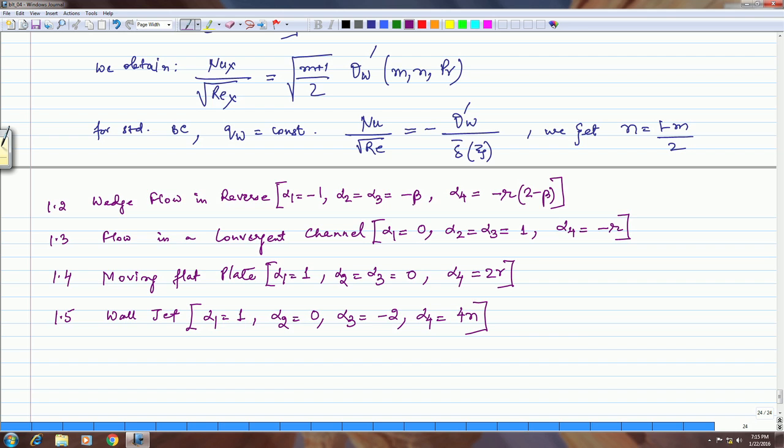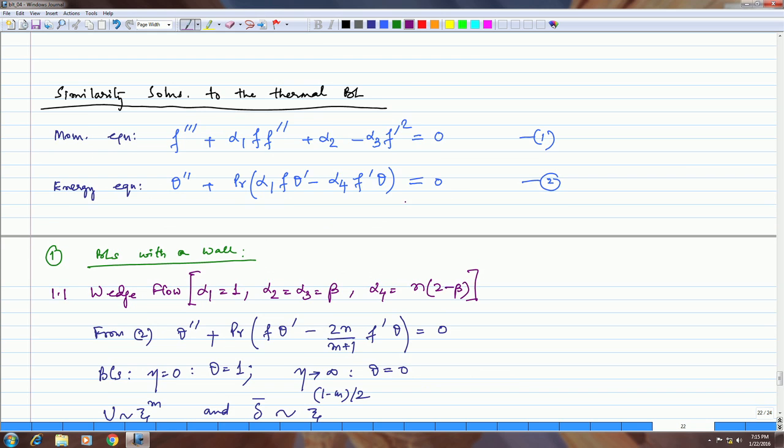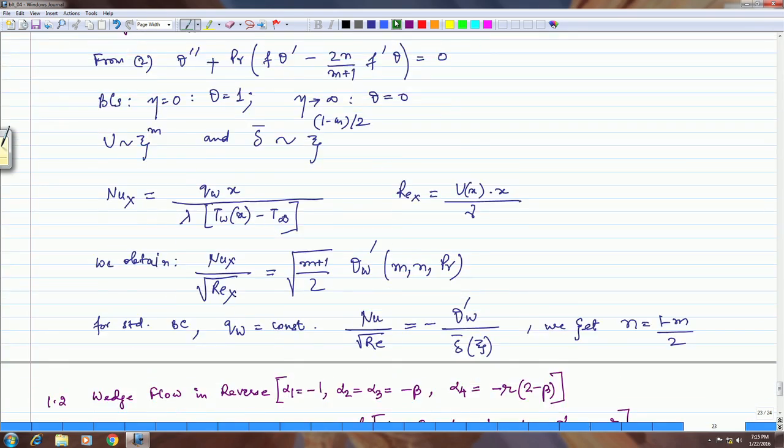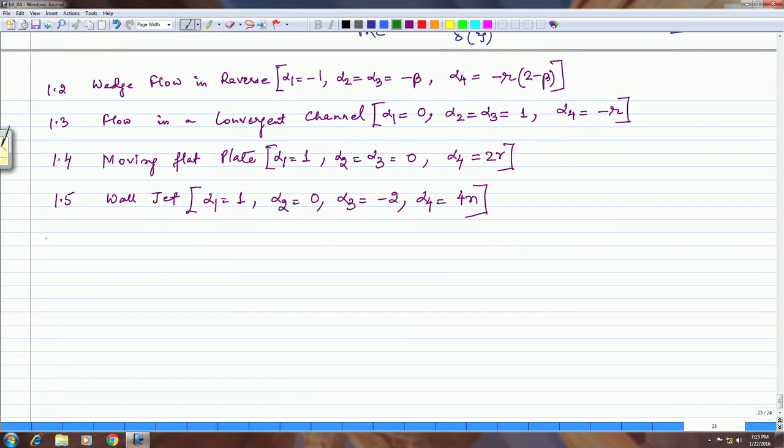But you can make the inference that if beta is equal to, say, -1, or beta is equal to 1, so that alpha 2 and alpha 3 are equal to -1, this is wedge flow in reverse, right? So whatever velocity profile I get corresponds physically to a wedge flow in reverse. Okay, so now the next thing is, this is without a wall, right? That's interesting. What do you mean there's a boundary layer forming and there's no wall? So let us see.